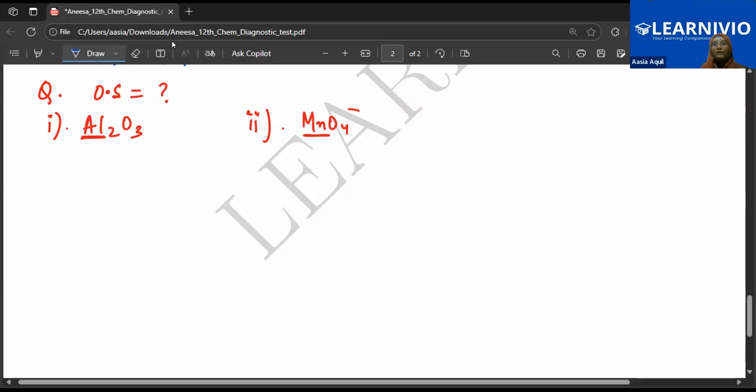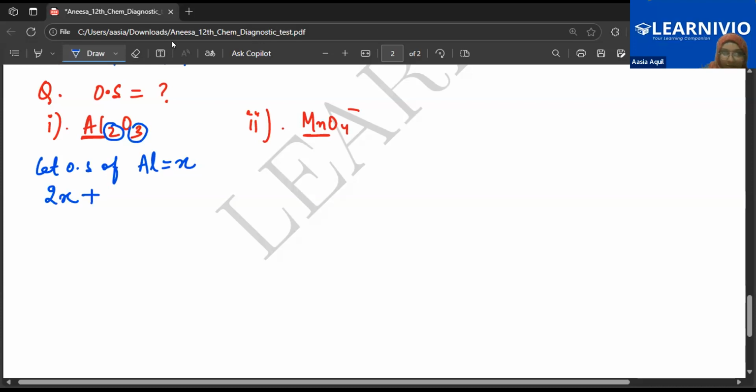Suppose we have to determine the oxidation state of the underlying species. So the oxidation state of the underlying species, let's take it as X. So let the oxidation state of the unknown species which we have to calculate be X. You can see there are two atoms of aluminium, so it will be 2X plus. Now there are three atoms of oxygen.